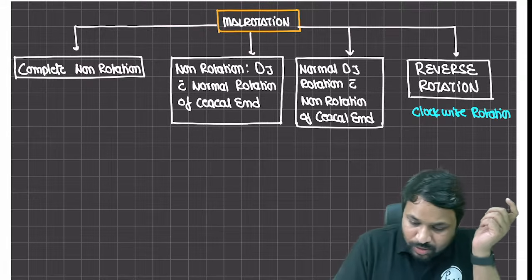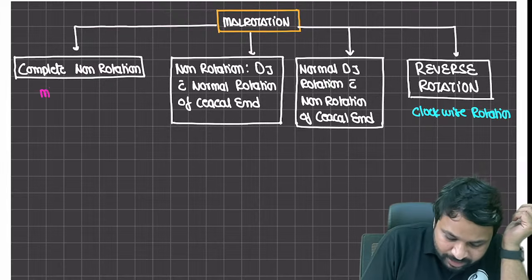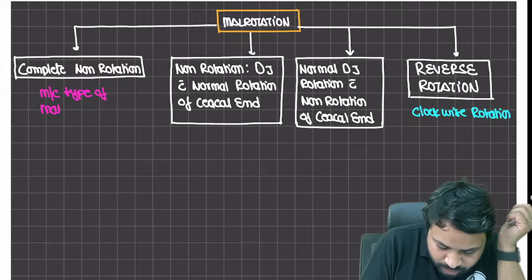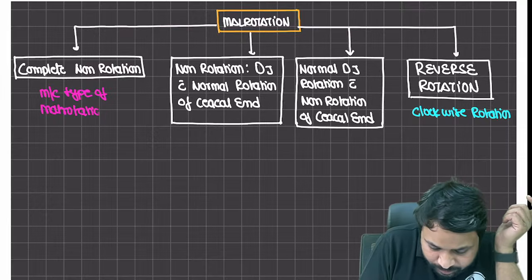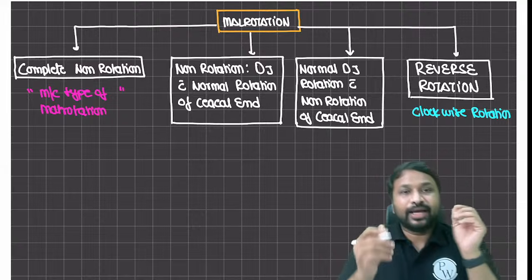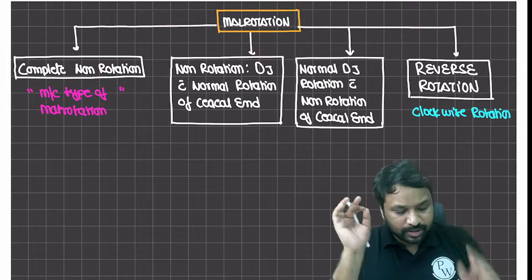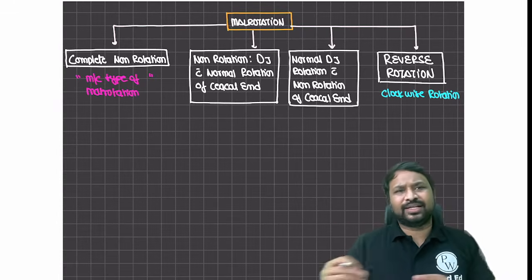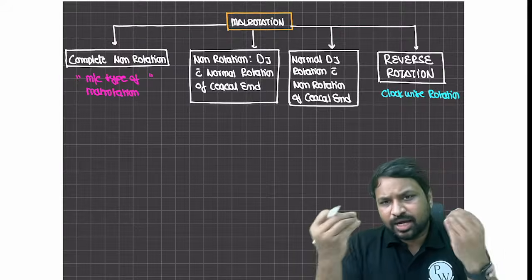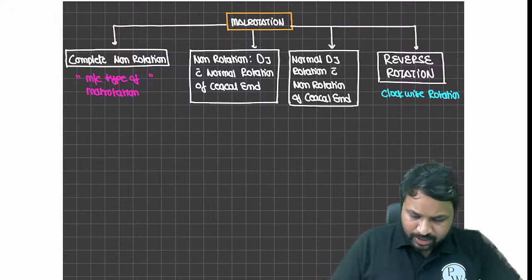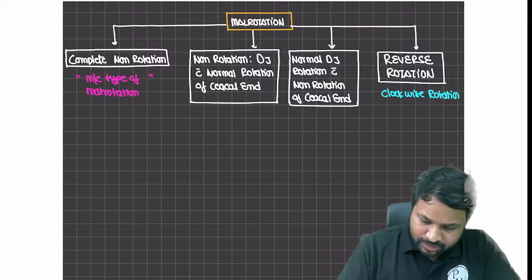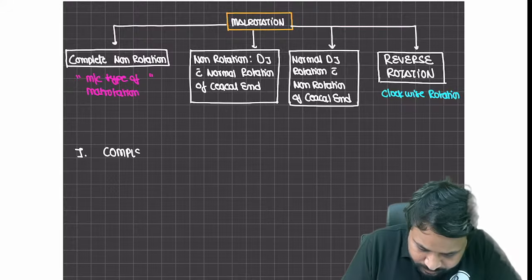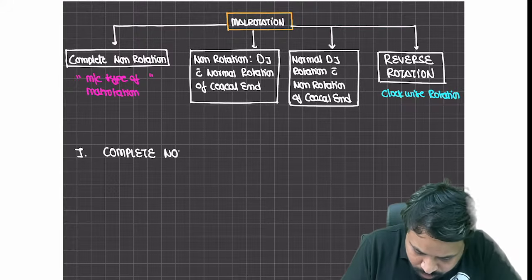Now when you look at this, the most common type of overall malrotation is a complete non-rotation. Okay? So we'll try to understand each individual component and see what can go wrong, where can it go wrong, and we'll try to emphasize the same component, right? So I'll take up the first type of the malrotation, that is going to be your complete non-rotation.